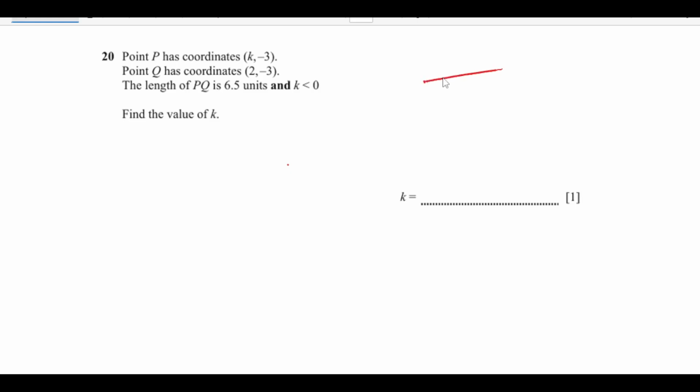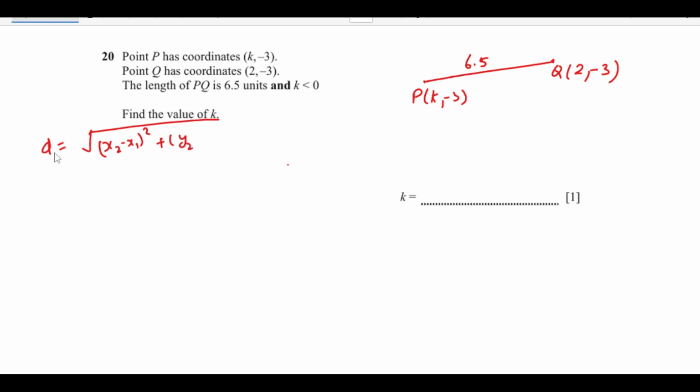So I will just draw a rough diagram. This is P. Coordinates of P are k and -3, and coordinates of Q are 2 and -3. The length of PQ is 6.5 units, right? So find the value of k. We know the distance formula. We have x2 minus x1 squared. These are the coordinates, and y2 minus y1 squared, right?